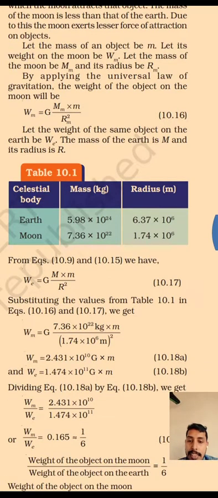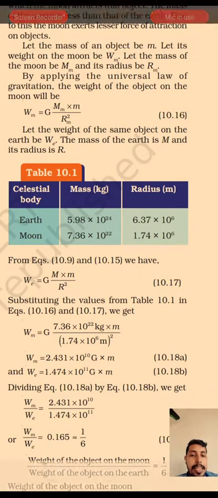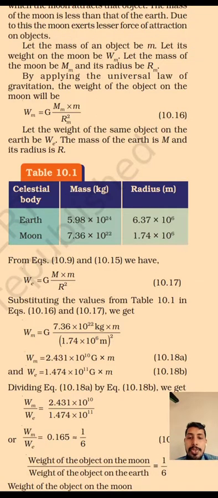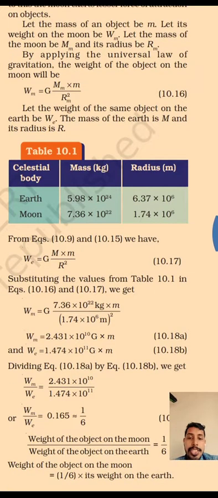W is equal to G into M divided by R square. In that, G into 7.36 into 10 raised to 22 kilogram is the mass of the moon, into M, where M is the mass of the object, divided by (1.74 into 10 raised to 6 meter) square. Then when you apply the values, you will get 2.431 into 10 raised to 10 G into M.